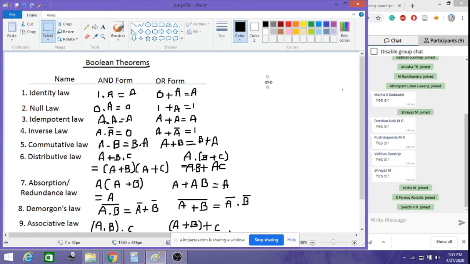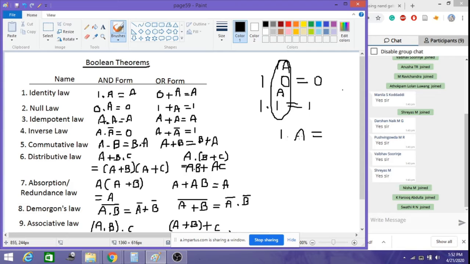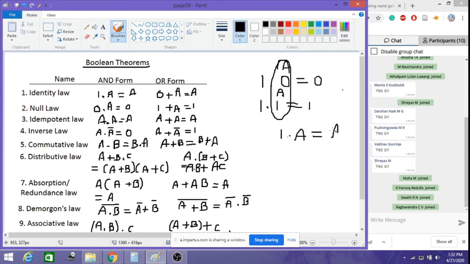How is that? Consider 1 into A. If the value of A is 0, then the output is 0. If the value of A is 1, then 1 into 1 is 1. So the output is purely dependent on what input you give. If it is 1, you will get 1. If it is 0, it is 0. That is why 1 into A has its output equal to A. It cannot always be 0, it cannot always be 1. It depends on the input, and the output is the same thing. This is the identity law.